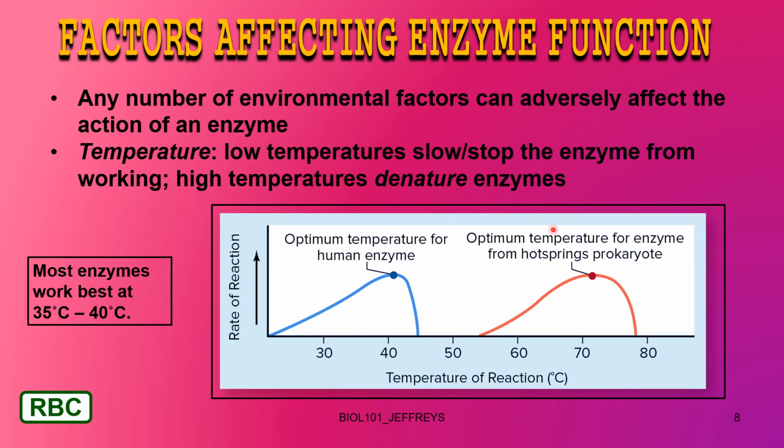Factors affecting enzyme function. In other words, factors that will denature an enzyme. When an enzyme loses function, remember enzymes are proteins, we say that those proteins have been denatured. So any number of environmental factors can adversely affect or denature enzymes, like temperature. Low temperatures slow or stop the enzyme from working.